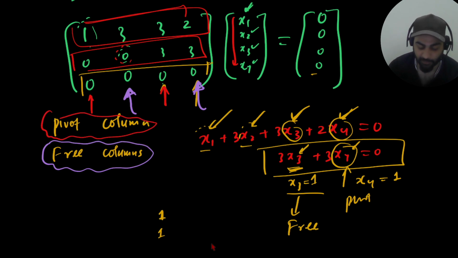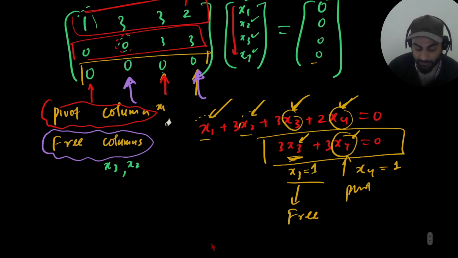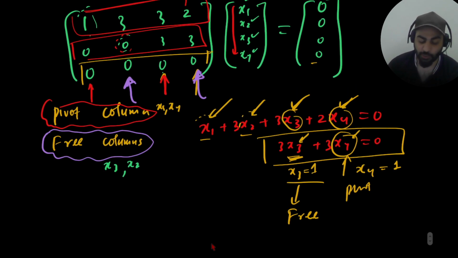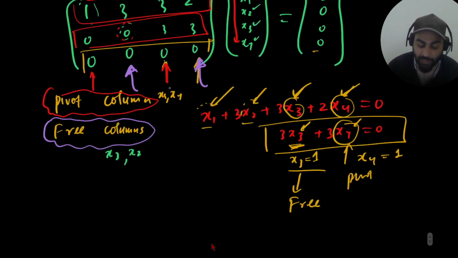So what are the pivot columns for us? Let's suppose the first free column was x3. This is that x3 is free, and then x2 is also free. These are the free columns that we have. What are the pivot columns? They are x1 and x4. Just keep track of these things. So what I'm telling you is that you can give any value to this x1 and x4, and the x3 and x2 values will get computed out of these equations.